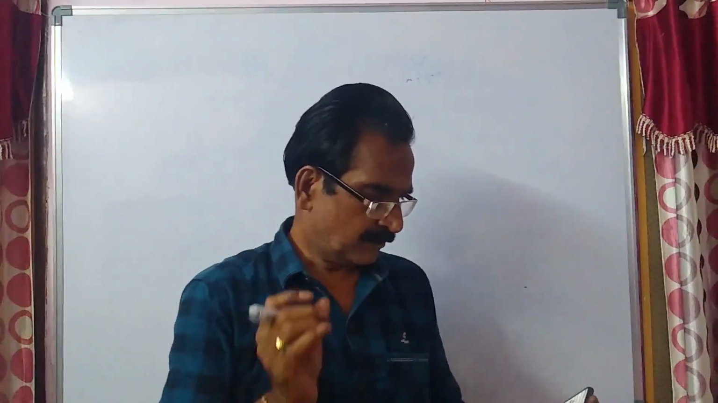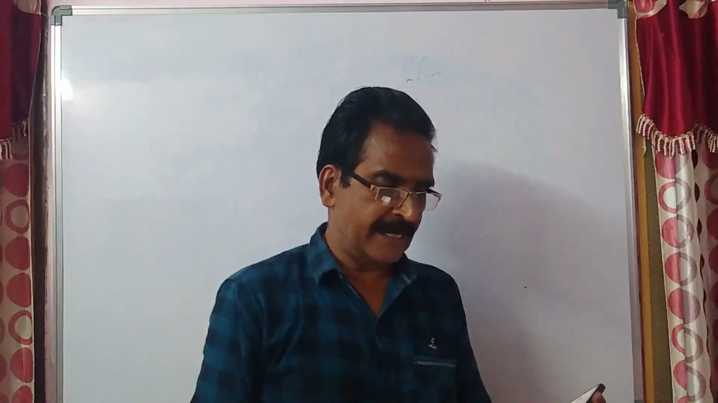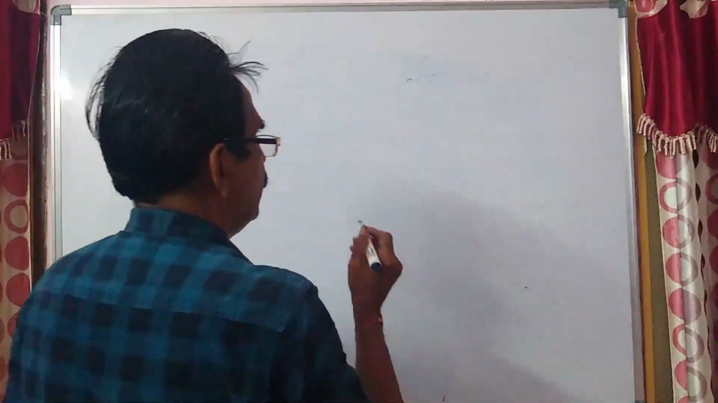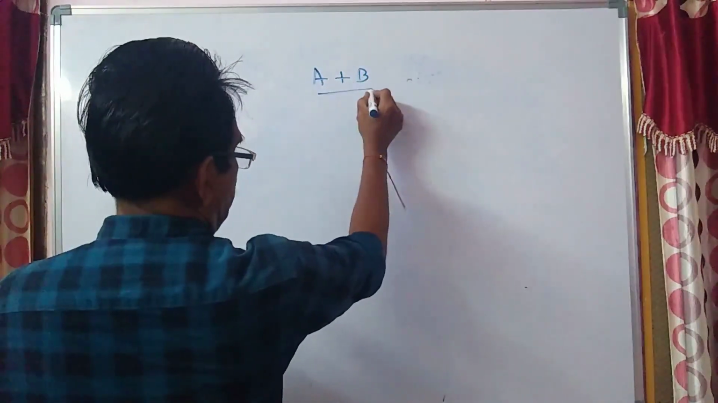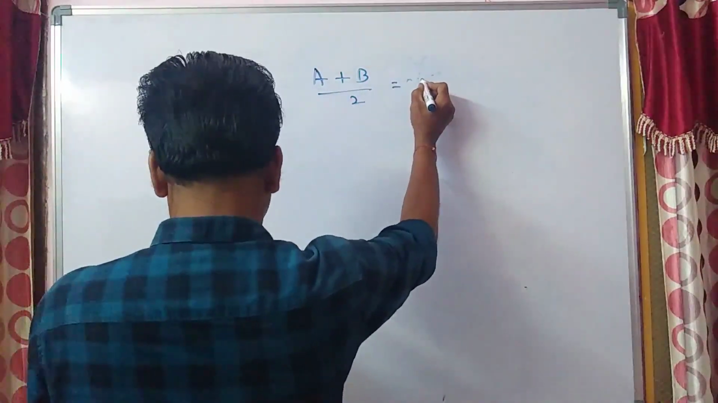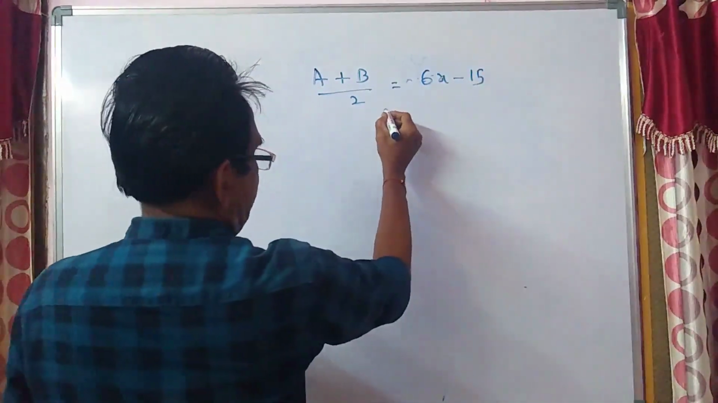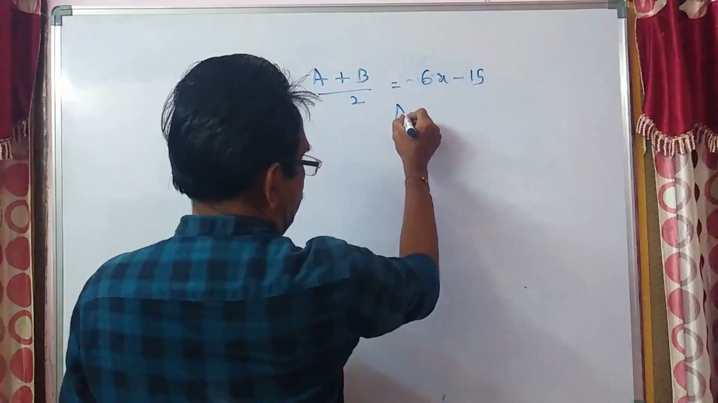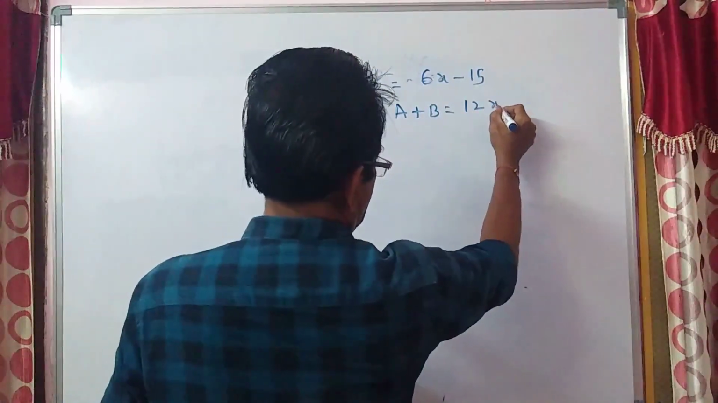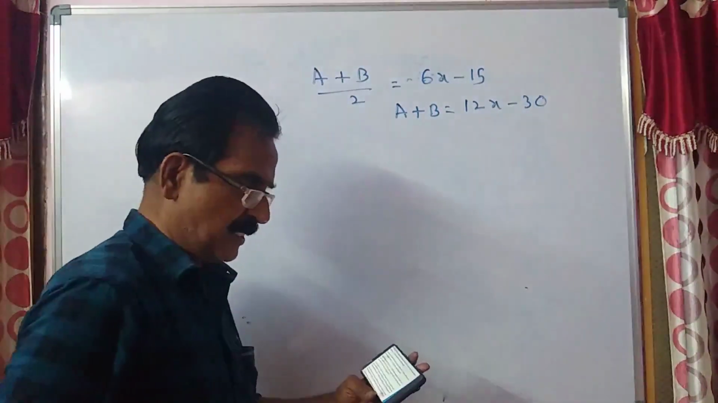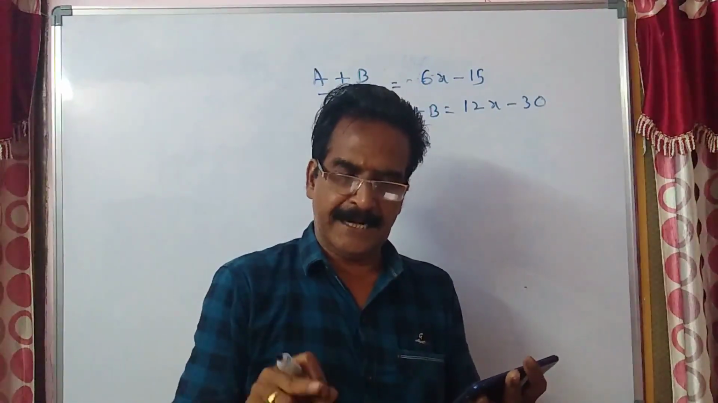And the third question is, the present average age of A and B is 6x minus 15. A plus B by 2 is equal to 6x minus 15. This is the average, A plus B by 2. Now A plus B is equal to 2 into 6x, 12x minus 30. This is A plus B.